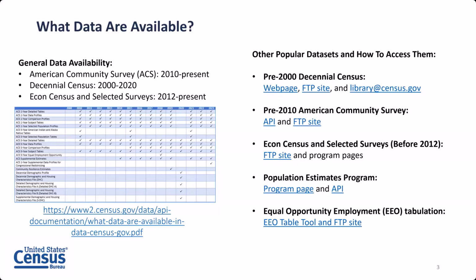So data from before the 2000 census, before the 2010 American Community Survey, and data before the 2012 economic census, as well as other popular surveys and programs that aren't currently on data.census.gov, such as the Population Estimates Program or Equal Opportunity Employment Tabulation. So that sets the stage for what data are available, and there are multiple different types of websites and tools that the Census Bureau has.